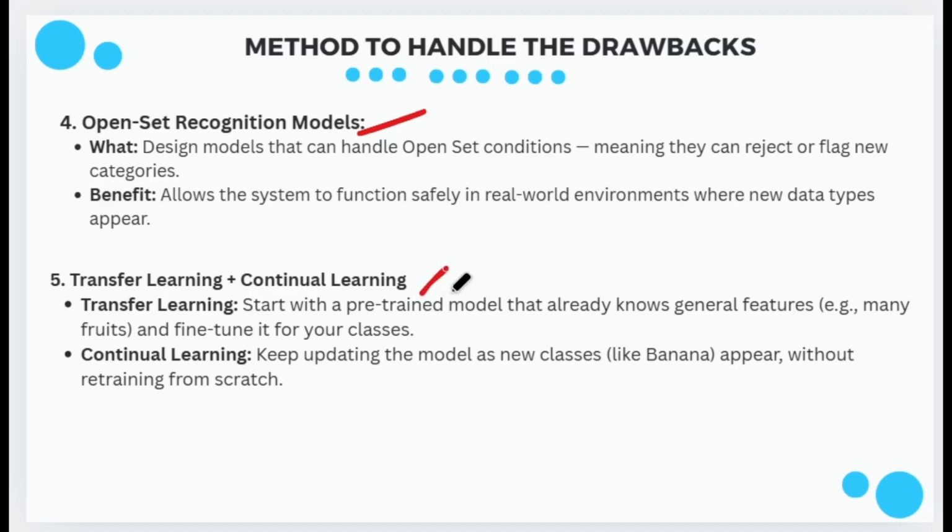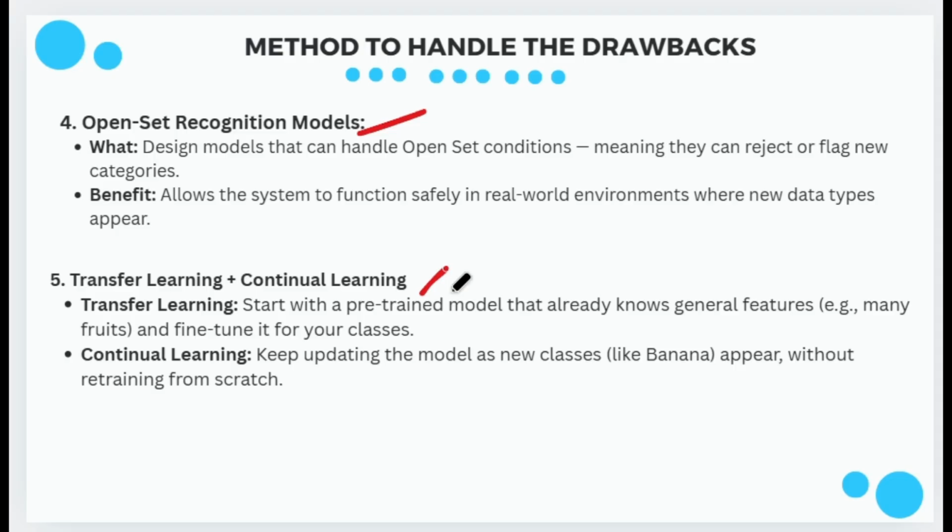Finally, transfer learning and continual learning. This learning is much faster and smarter. So what is transfer learning? Instead of training from zero, start with a pretrained model that already knows general features. For example, a pretrained model already knows shape, color, edges, and texture of the fruits. Now we fine-tune it to learn what is apple, what is orange, and what is banana. Why does it work? Because early layers learn generic features, not task-specific ones.